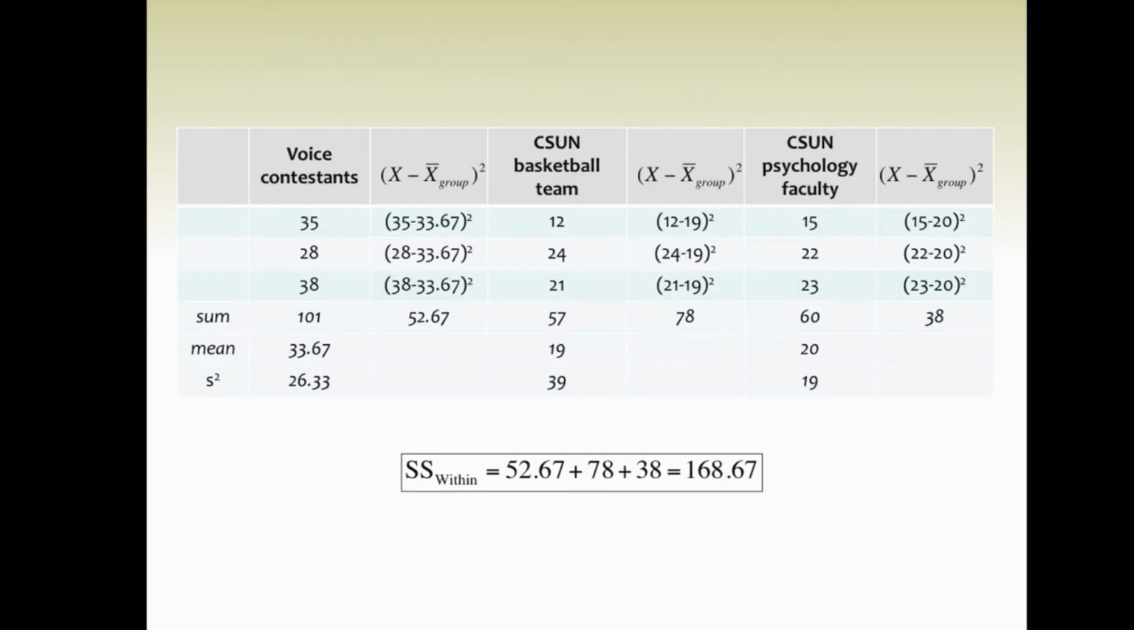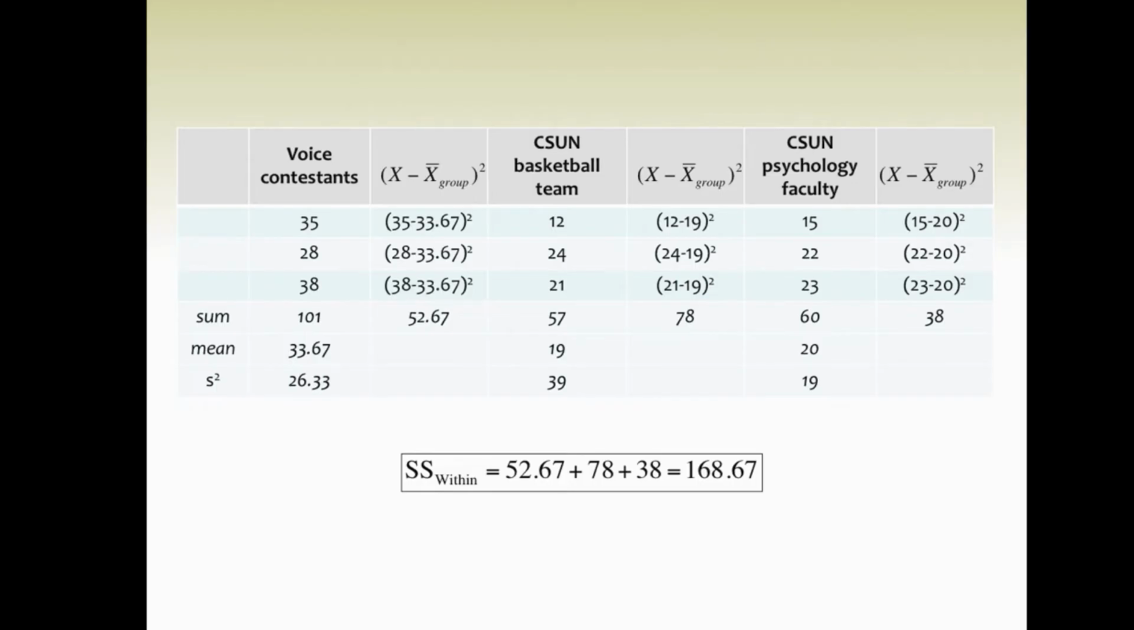So for that person, you're ignoring the other 2 groups, and you're just doing a deviation of that person's score minus their group mean. The second person, 28, is their individual score. 33.67 is still the group mean. You square that, that's your squared deviation going down, and when you add those 3 together for the voice contestants, you get 52.67. For the basketball team, it's the same. The X there is the individual score. For the first person, it's 12. The X bar with the group in the subscript, that's 19. That's your group mean for basketball. And so 12 minus 19 squared is your deviation squared for that first person.